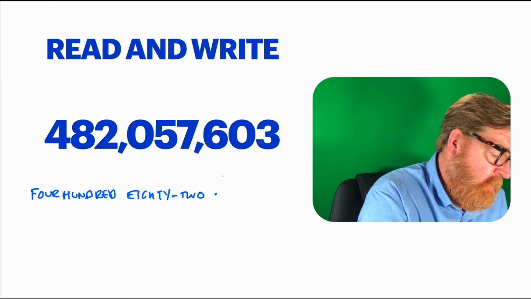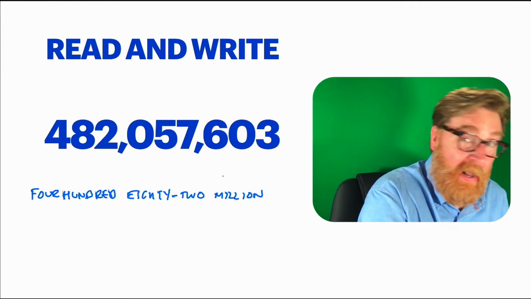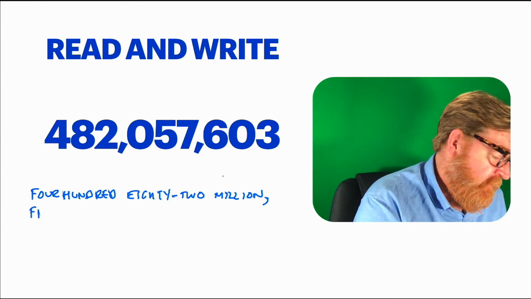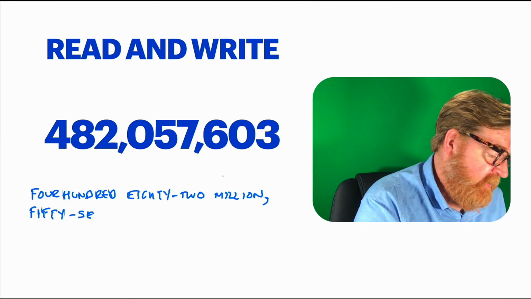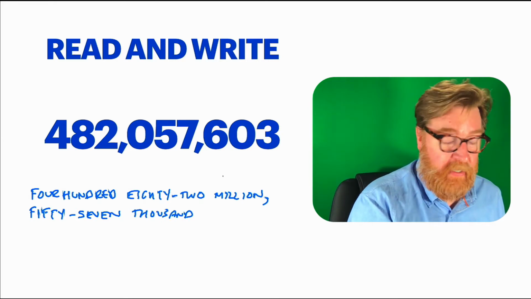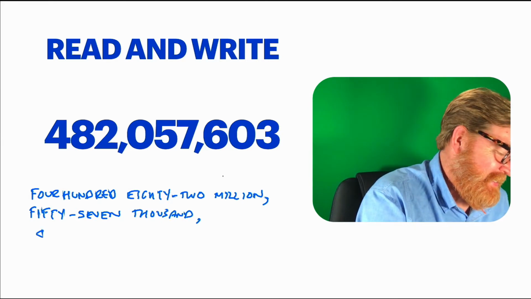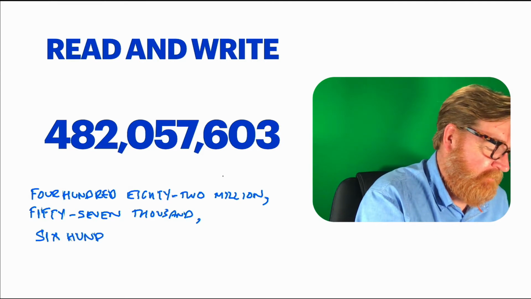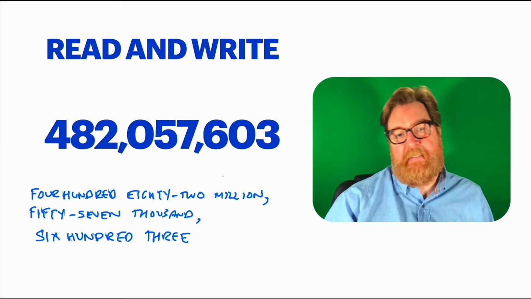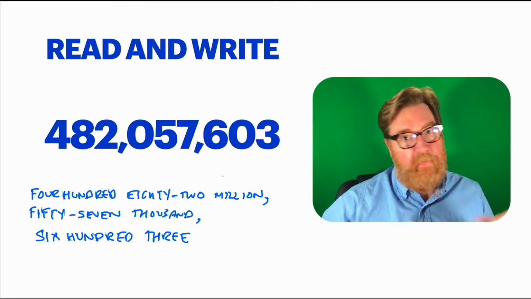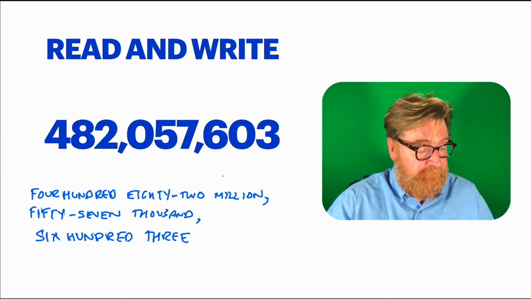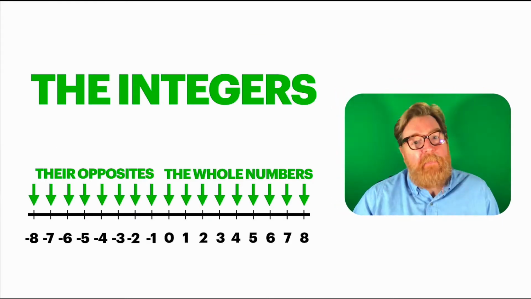482 million. I'm going to run out of room here, so I'm going to go to the next line, but I'm going to put a comma. 57,000, right? With the comma, 603. That's it. Now, you can really see why using the numbers is way better than the English, but you should know how to write these in English as well. Okay? All right. So let's go back to the integers.